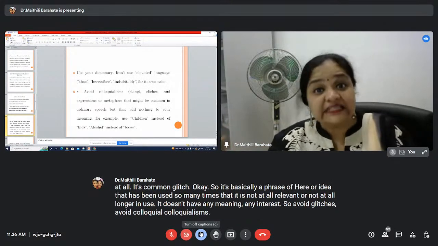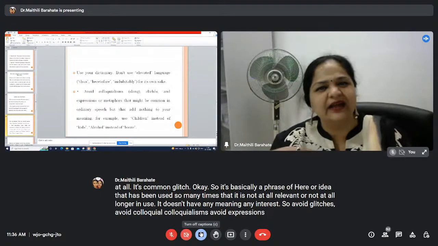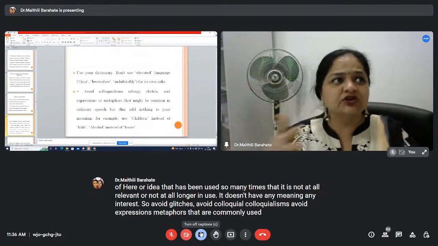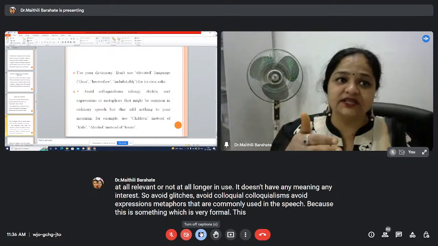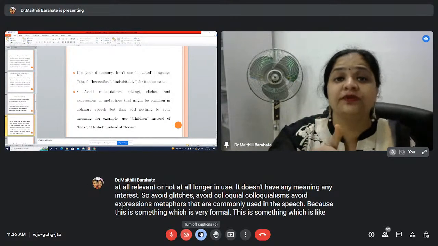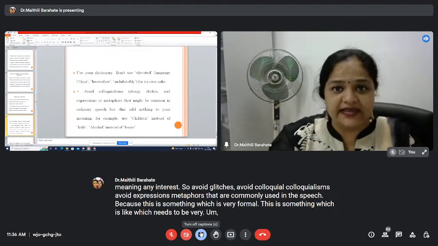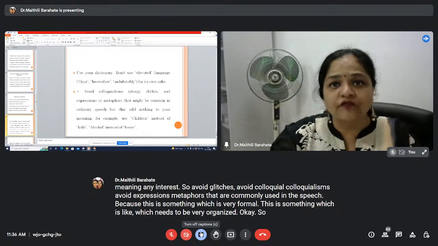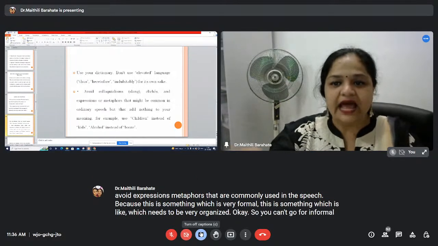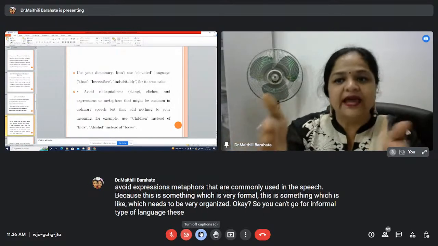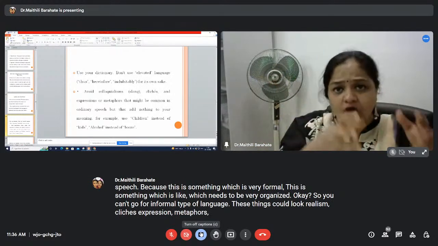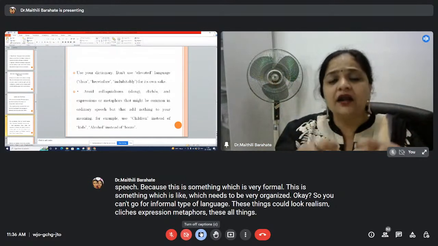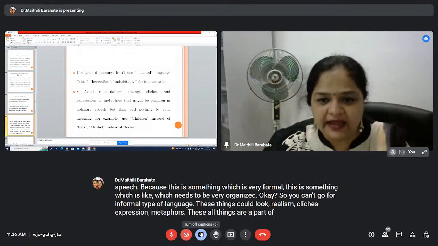avoid colloquialisms, avoid expressions and metaphors that are commonly used in speech, because this is something which is very formal. This is something which needs to be very organized. So you can't go for an informal type of language. These things, colloquialisms, clichés, expressions, metaphors, are all a part of informal language.